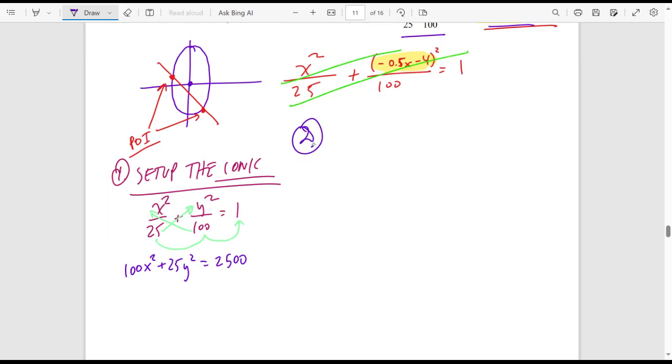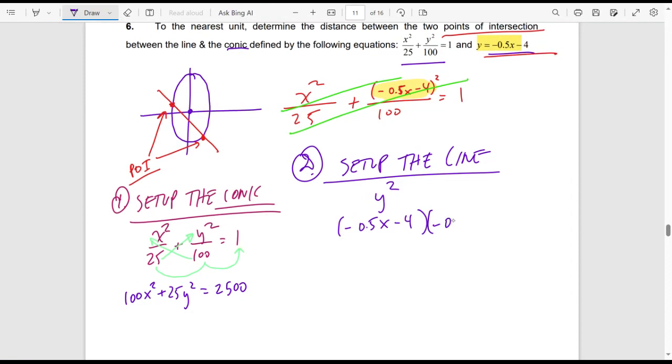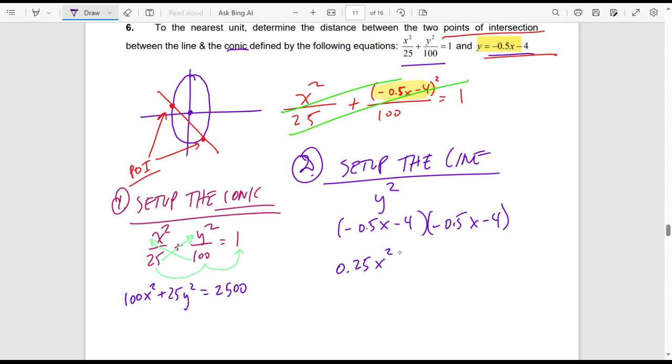The second thing that we are going to do is set up the line. What I mean by that is I know that this is a line that runs into a conic. It's not saying just y, it's saying y squared. So it's basically saying take what y is equal to, which is this guy right here, and square it. As in, let's FOIL this guy out. We're going to FOIL it first before we jam it together so we don't have an ugly mess on our hands. So we would have a positive 0.25x squared. You're going to have a positive 2x, positive 2x, positive 16.